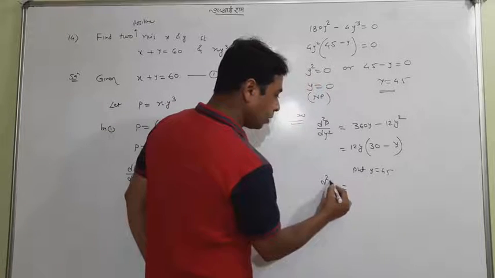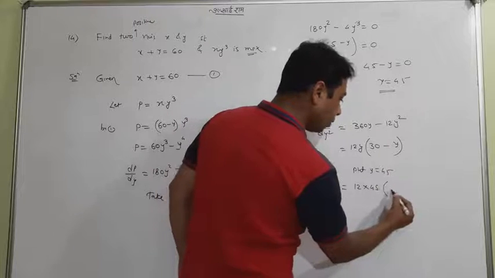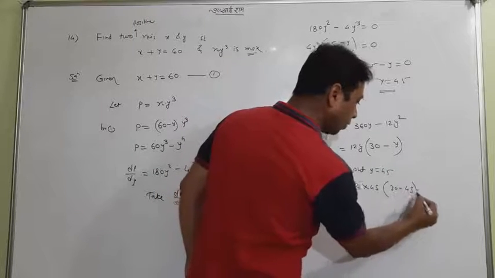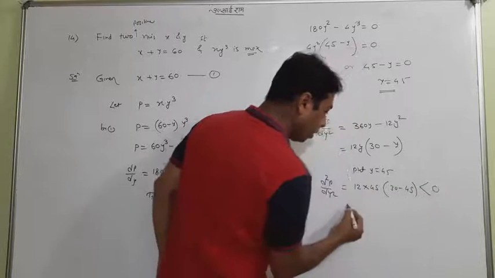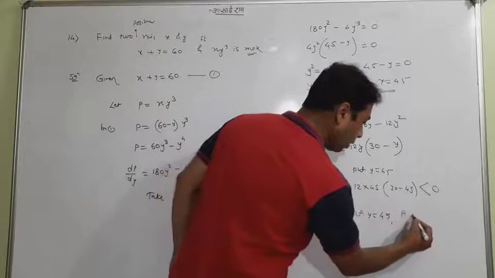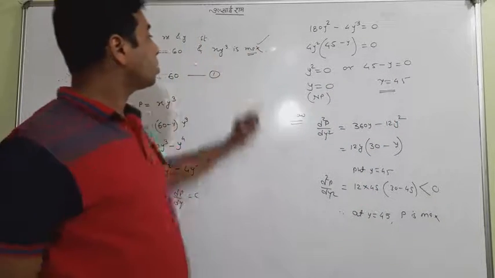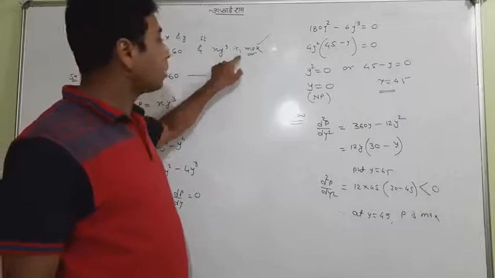What will you get? d square P by d is 12 into 45, 30 minus 45. 30 minus 45 is a negative value. And so at y equal to 45, P is maximum. We have shown P is a maximum. This was called P, no? So P is a maximum.